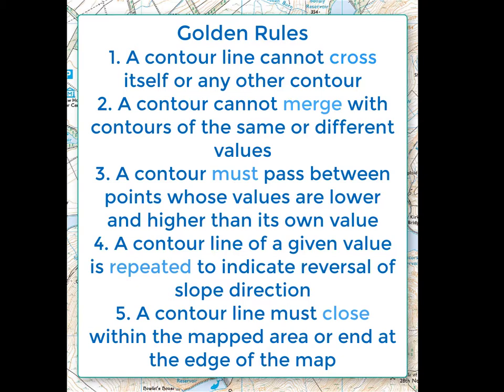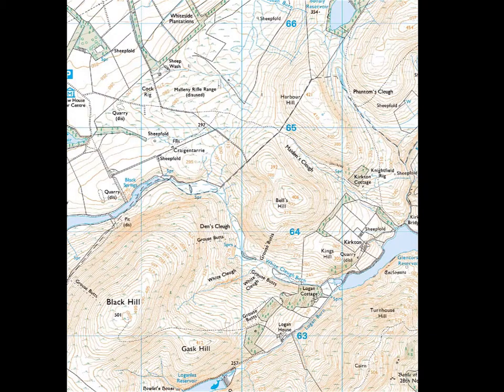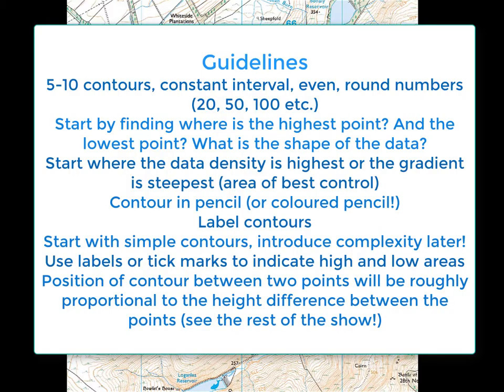On maps, contour lines must close, connect to itself within the map, or end at the map's edge. In addition to these basic golden rules, we have developed a set of guidelines to help students contouring maps in the classroom. The first guideline is to use an even round number for the contour interval and make sure that you use at least 5 contour lines to adequately demonstrate the gradient of the data.